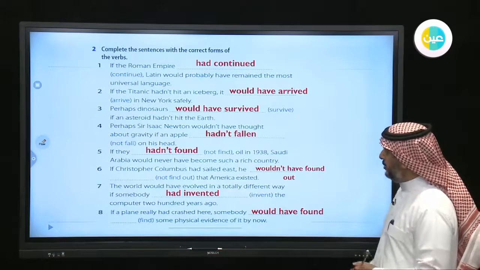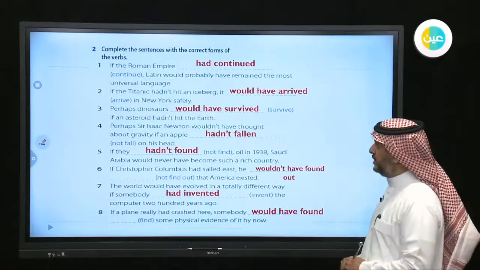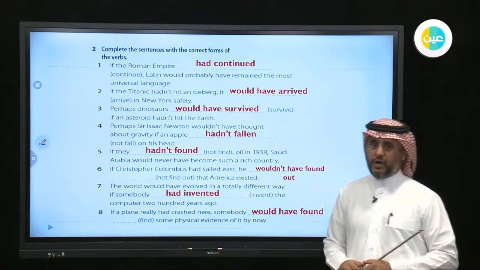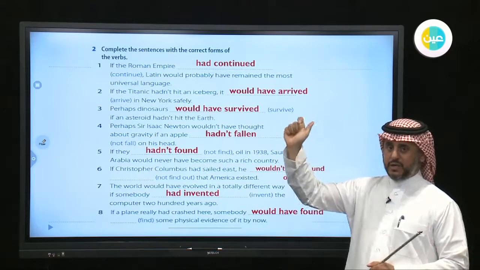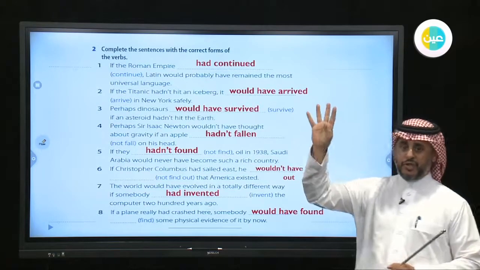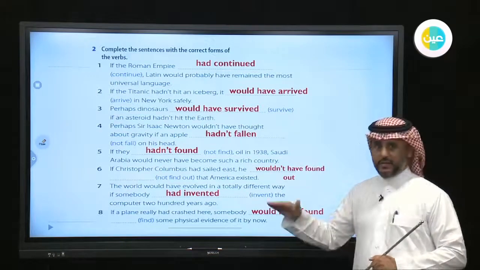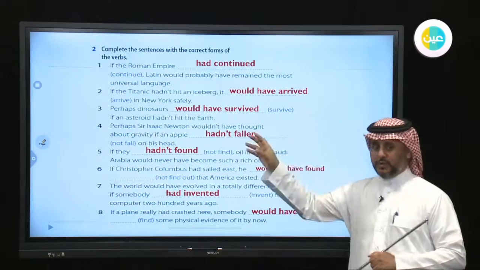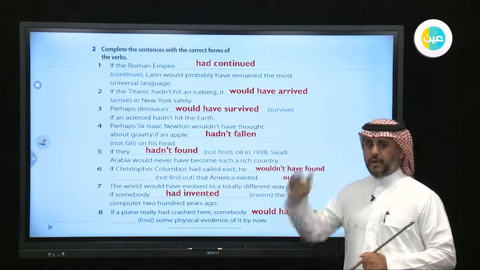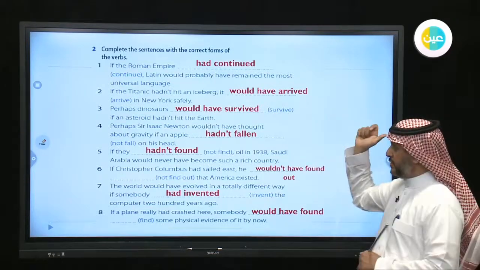Okay, now we come to the end of the lesson. Remember that we focused on the zero conditional, first conditional, second conditional, and third conditional, the if clause and clause 1, clause 2 and clause 3.